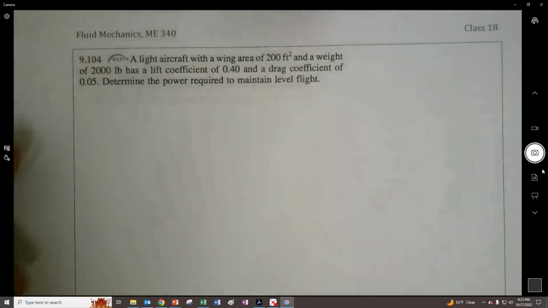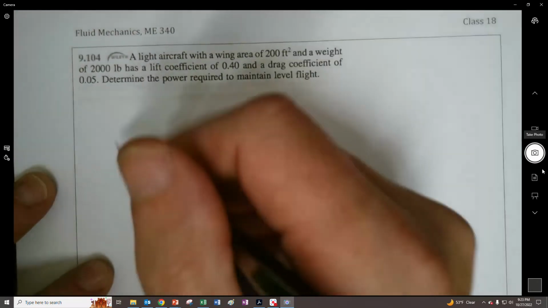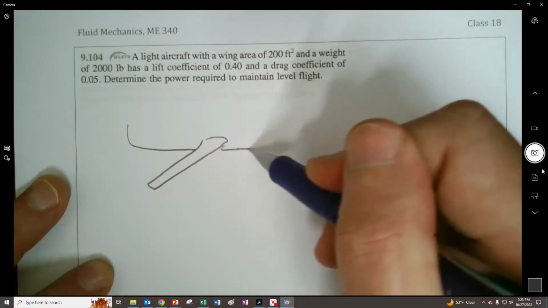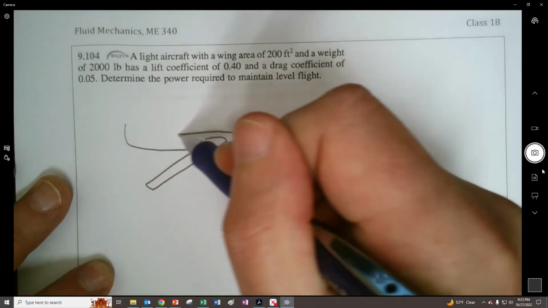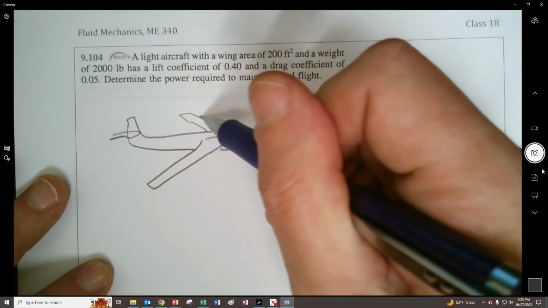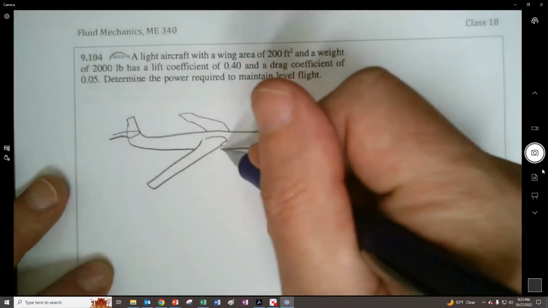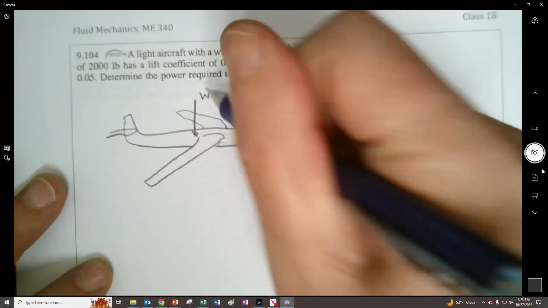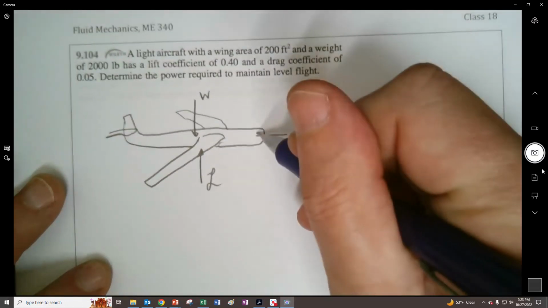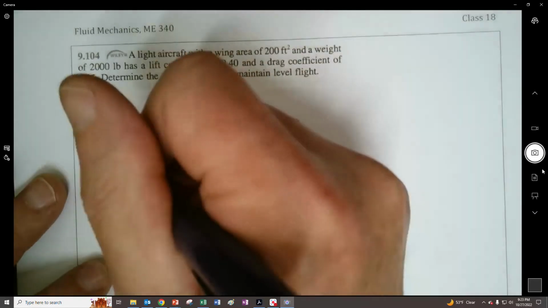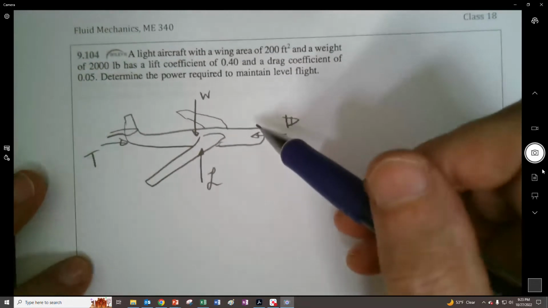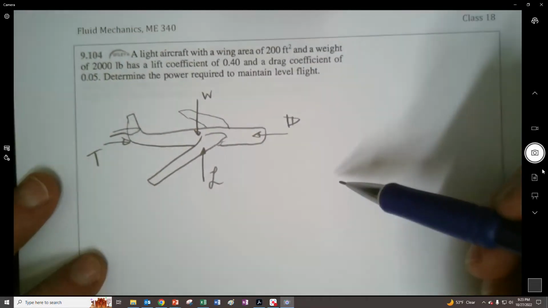Okay, so we don't need to, but I like to draw a representation of what's going on right here, just to keep our sanity if we can. Something like that. I didn't do a great job of that, but here is our weight, and here is our lift, and here let's call this the drag, and then there's going to be some type of thrust, maybe T, coming in there, right? And we're going to assume this is all in equilibrium.